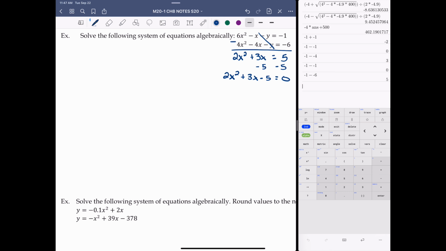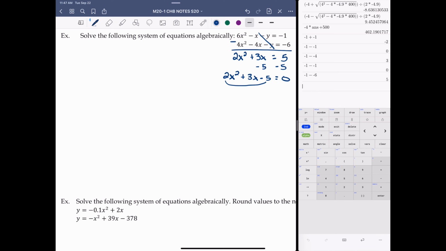I'm going to factor this quadratic to solve for my x values. It's not a basic trinomial. It's a complex trinomial. So first thing, do I have a common factor? 2, 3, and 5. No common factor. So I have to use the box method or decomposition.